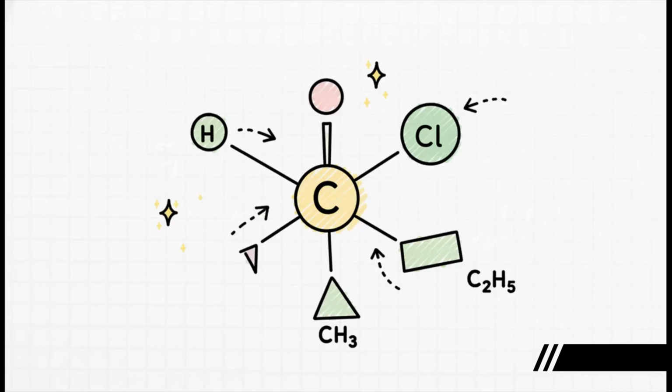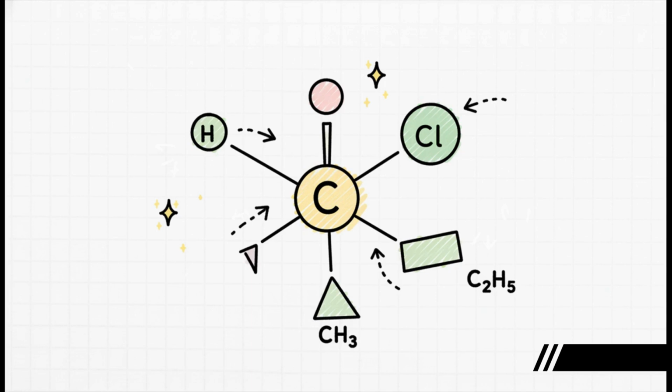Let's make this real with a classic example: 2-chlorobutane. Zero in on that second carbon atom. What's attached to it? Well, you've got a hydrogen, a chlorine, a methyl group, and an ethyl group. Are all 4 of those different? You bet they are. And boom, that makes this carbon chiral.